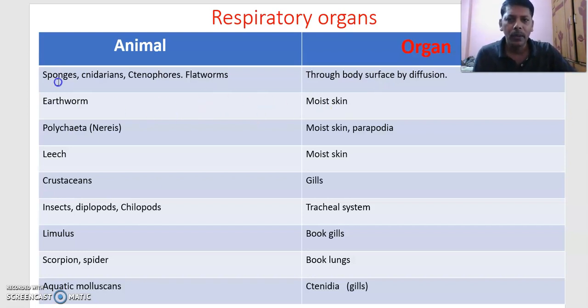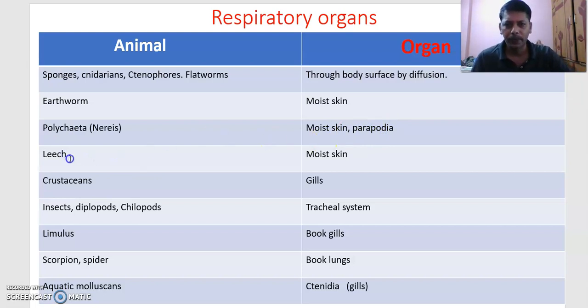Earthworm belongs to the phylum Annelida. Here the moist body surface helps in respiration, cutaneous respiration we can say. Polychaetes, for example Nereis. Earthworm is an oligochaete, leech is of class Hirudinea. They belong to different classes. In polychaetes, the moist body surface as well as parapodia help in respiration. Parapodia also help in locomotion.